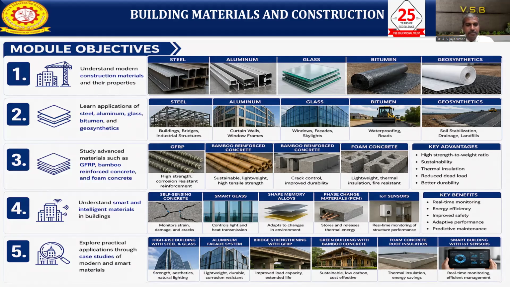Finally, the students are going to learn as we explore the practical applications through case studies in modern and smart materials. We have different types of smart materials used for buildings. So what are the buildings that we are going to take as a few examples? We are going to discuss high-rise buildings with steel and glass, aluminum facade systems, and bridge strengthening with GFRP. These are the materials there. Incorporating that, we will discuss properly. So this is the main objective of module 5.